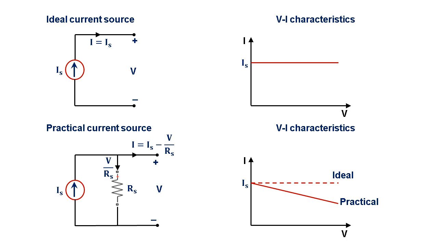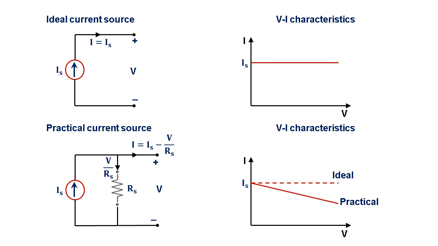Next is ideal current source. This current source produces a constant current, and this current is independent of the voltage across its terminals. This ideal current source will not have any internal impedance or resistance. So this ideal current source is an independent source. If you see the VI characteristics of ideal current source, it is a straight line with a constant value of Is. Ideal current source is a theoretical one. It is practically not possible.